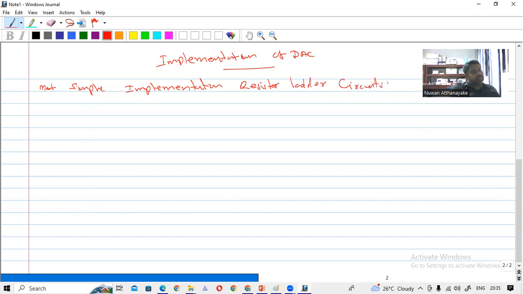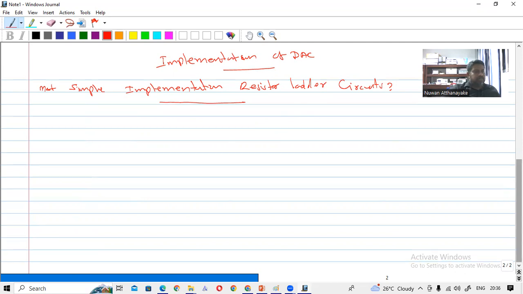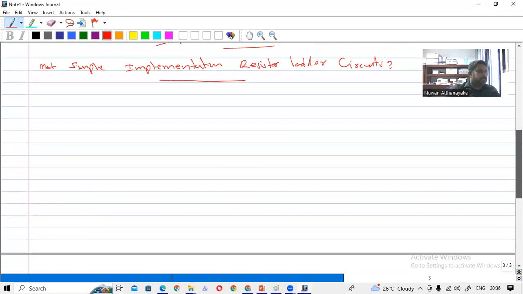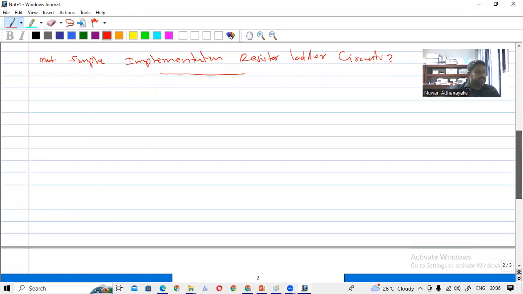This type of digital to analog converter you can use with the Arduino board. Those work very properly. I have some experience, I have used them. You can get the desired output very easily. So we will see how to implement a resistor ladder circuit for digital to analog conversion, for a DAC.